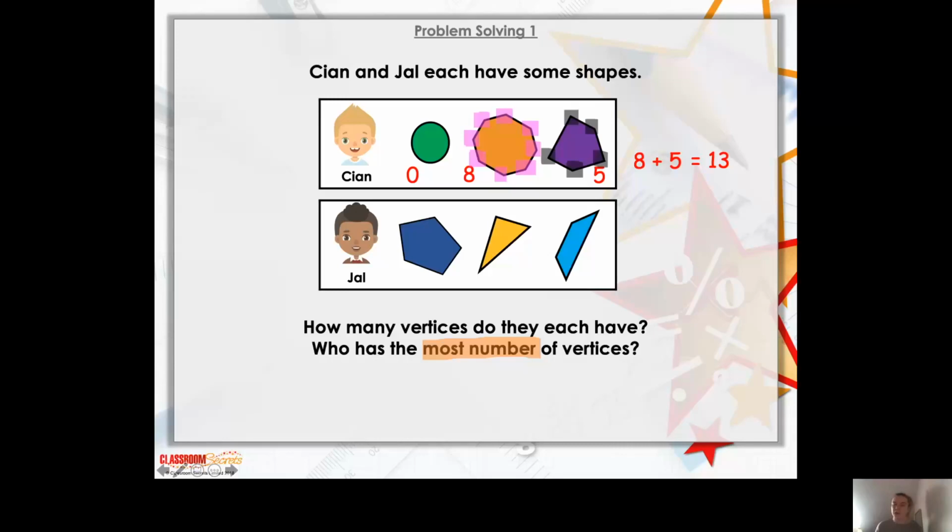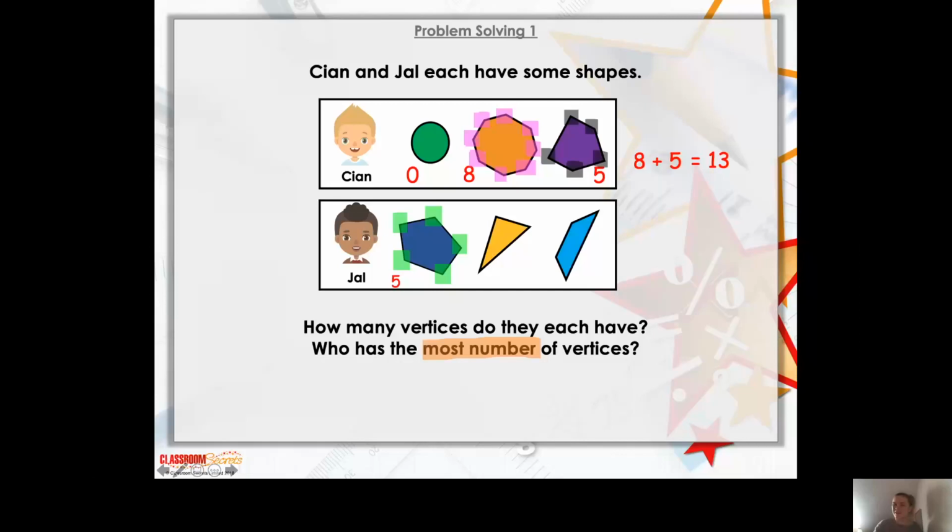But what about Jal? Let's count how many vertices he has. Well, in his first shape, he has 1, 2, 3, 4, 5. So he's got 5 on his first shape. And his second, oh, it's a triangle. So I wonder how many vertices this is going to have.